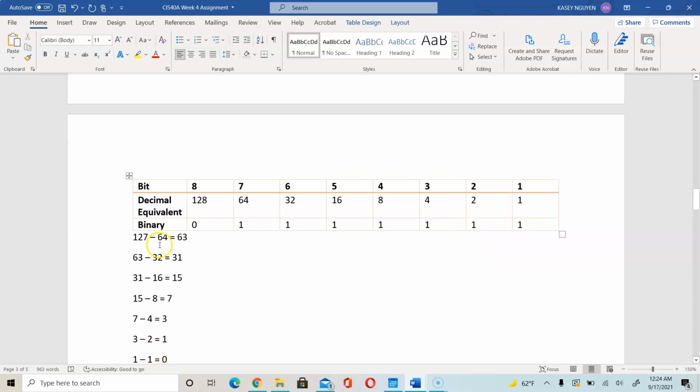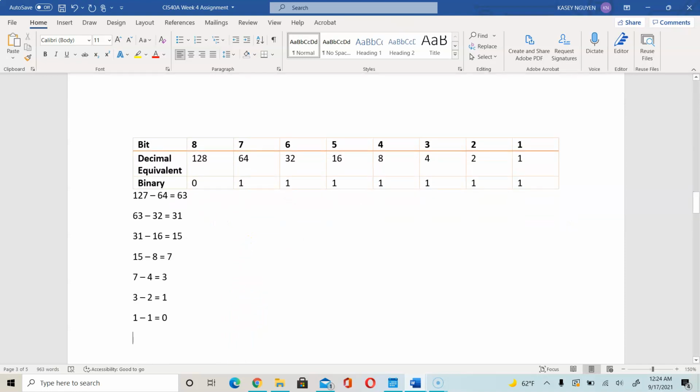So for 127 in decimal, we know that all 7 bits are on, and the only one that's off is the leftmost bit. So for 127 decimal, that will be equivalent to 0, 1, 1, 1, 1.